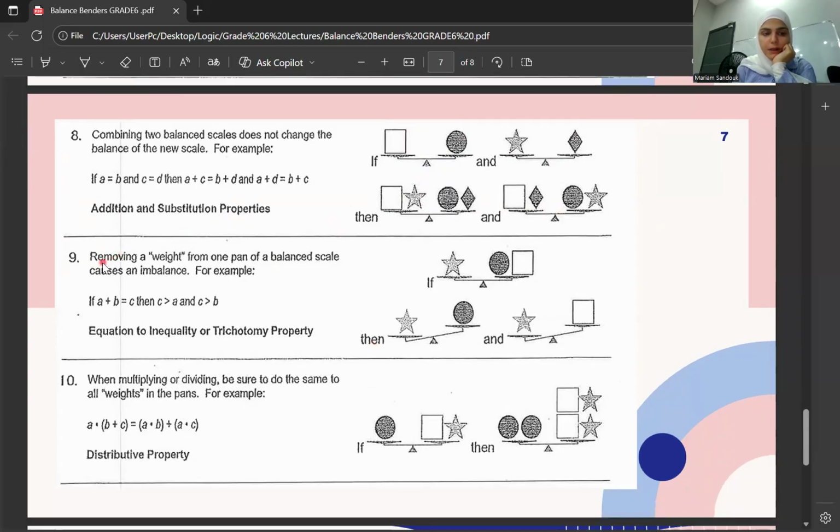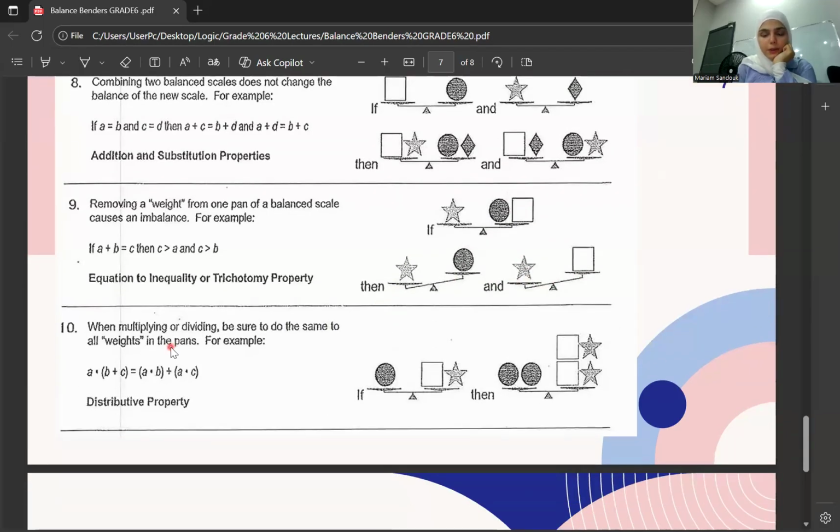The ninth property states that removing a weight from one pan of a balanced scale causes an imbalance. For example, if we have a star balanced against a circle and a square, what do we have? If I remove the square, then the circle will be lighter and the star will be heavier, just because I have removed some weight from the first pan. And if I remove the circle from here, the square will be lighter and the star will be heavier.